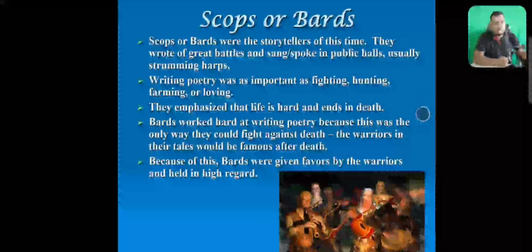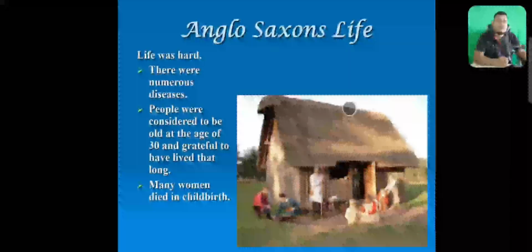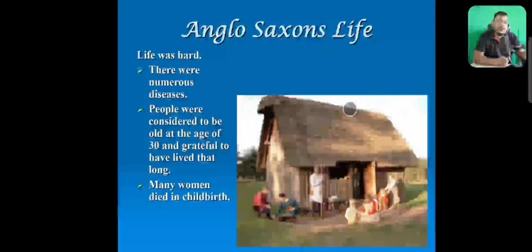Anglo-Saxon life was hard. There were numerous diseases at that time. There was no development of medicine, so they faced a lot of disease. People were considered old at the age of 30 and grateful to have lived so long. We mostly expect a life of 60 years, but in the time of the Anglo-Saxons, they mostly believed in living to the age of 30 because of the lots of disease that affected them at that time.